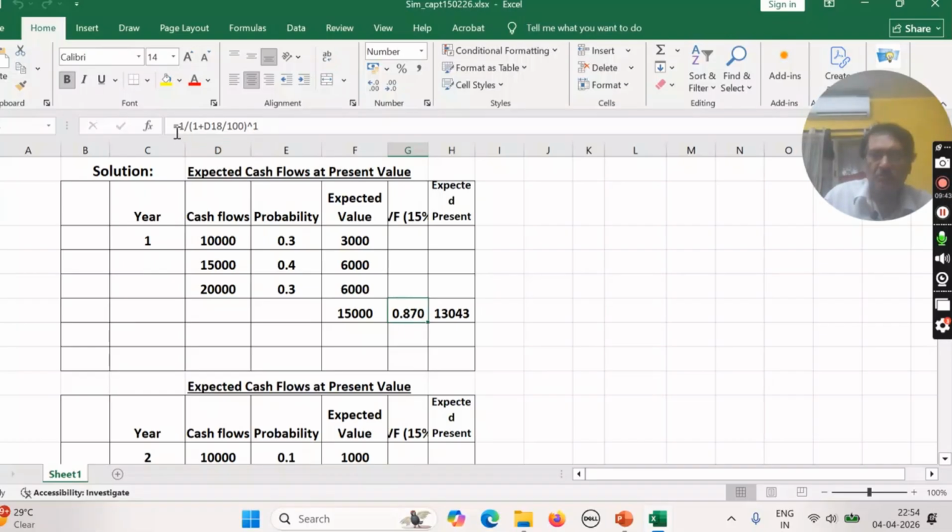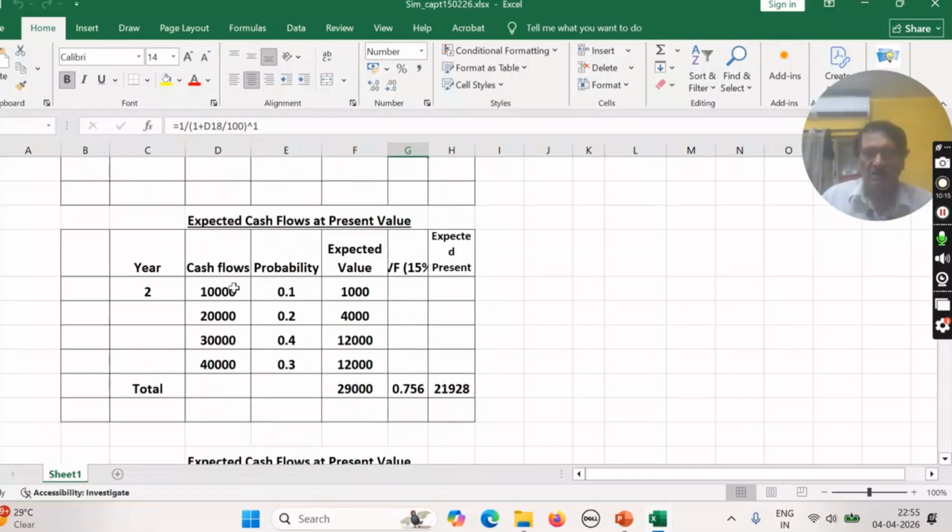0.870. This is the formula I have used, 1 by (1 plus R), where R is the discount rate, and the value will be 0.870. You can check it. This is the present value factor after 1 year. If you multiply the expected cash flows with this factor, you will get the present value of the cash flows after 1 year.